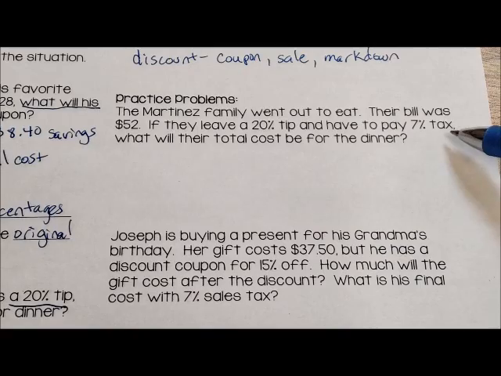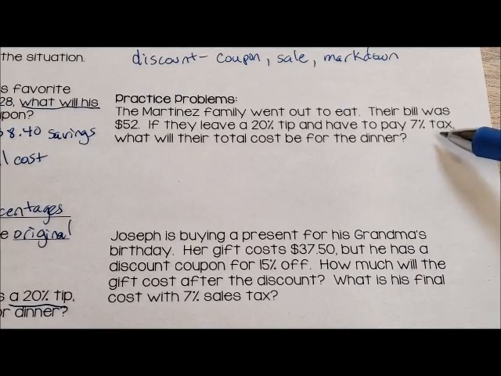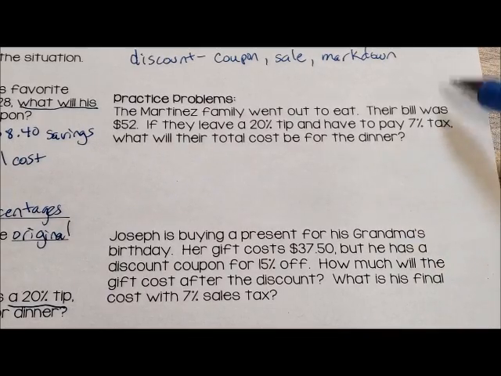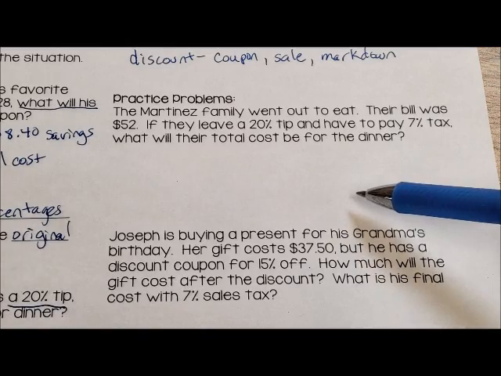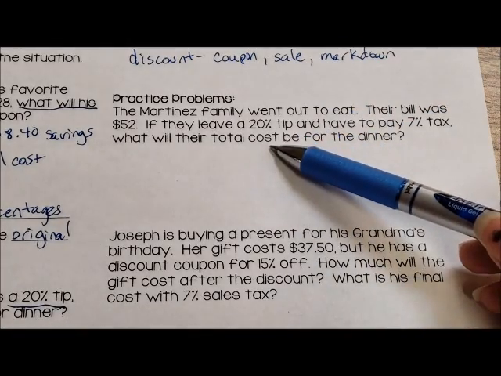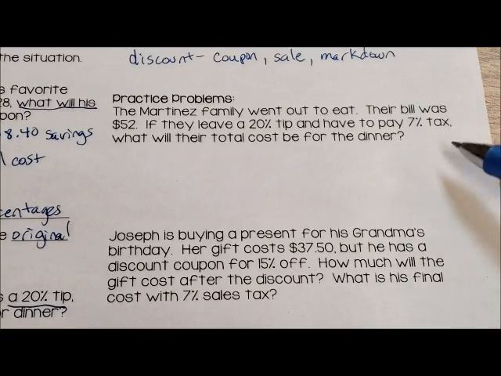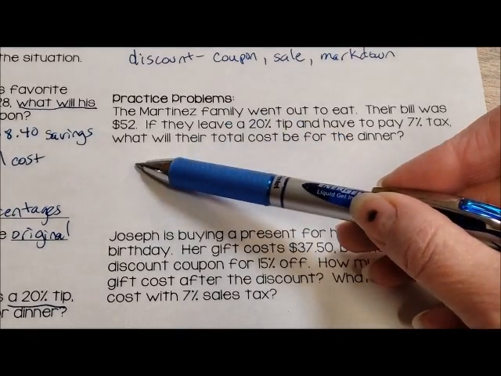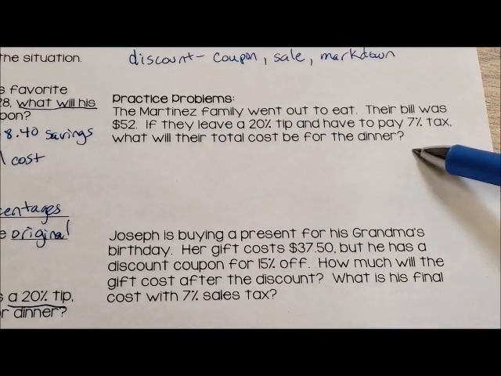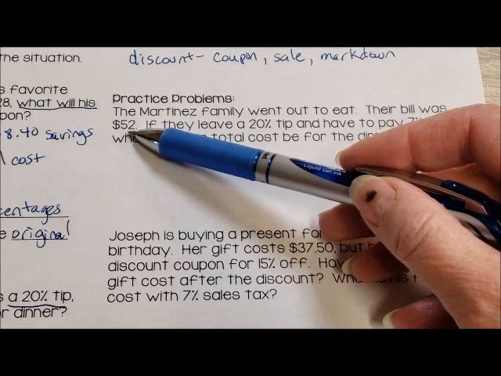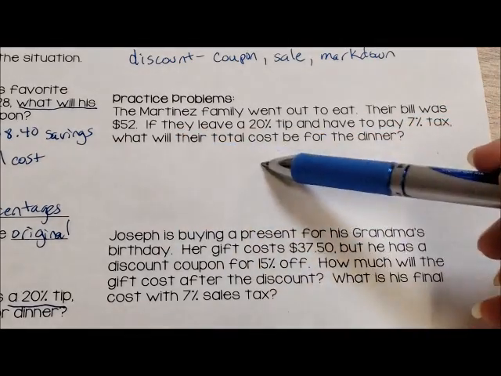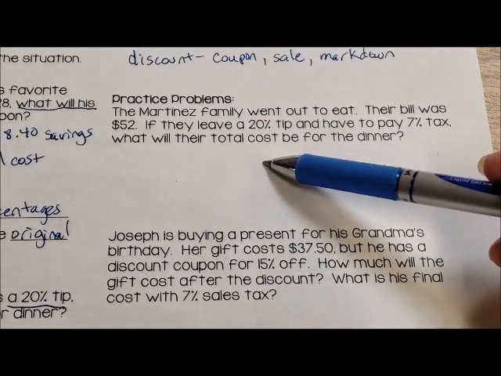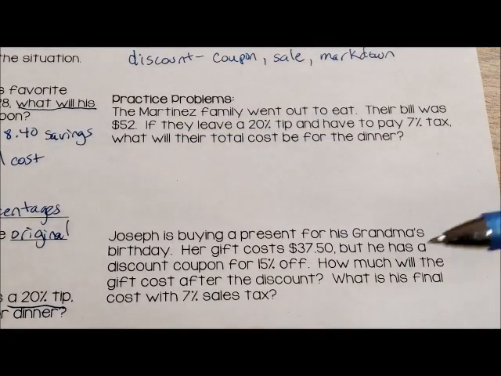The Martinez family went out to eat. Their bill was $52. If they leave a 20% tip and have to pay 7% tax, what will their total cost be for the dinner? So something to keep in mind with a situation like this is that we don't traditionally pay a tip on the tax, and we don't typically pay tax on the tip. So really, we need to find 20% of 52 and add it on, and we need to find 7% of 52 and add it on. We wouldn't find the price including the tip and then find the tax, or find the price including tax and then find the tip. We would do those both off of the 52.